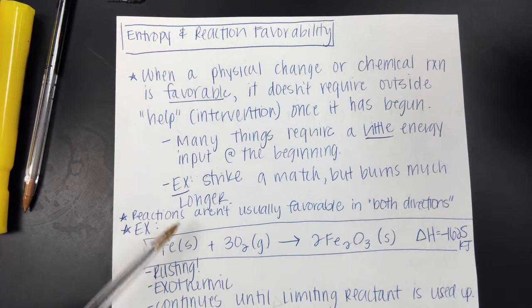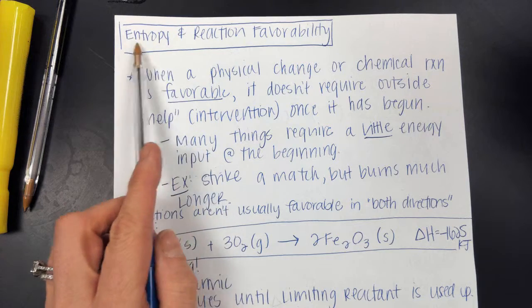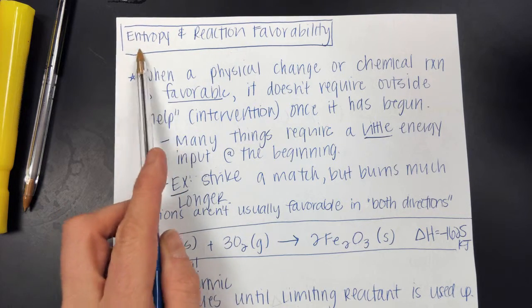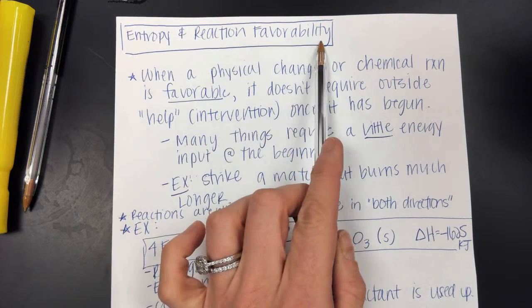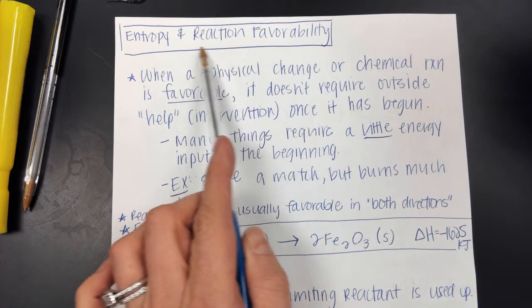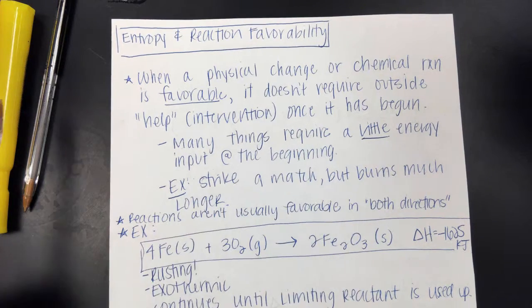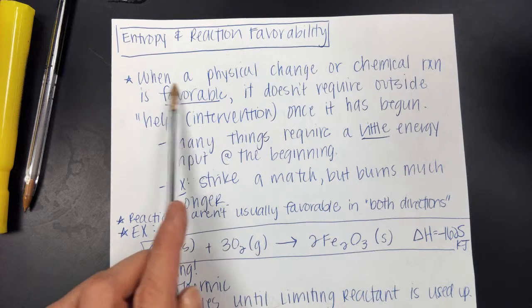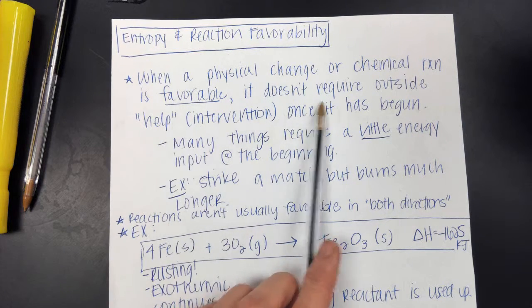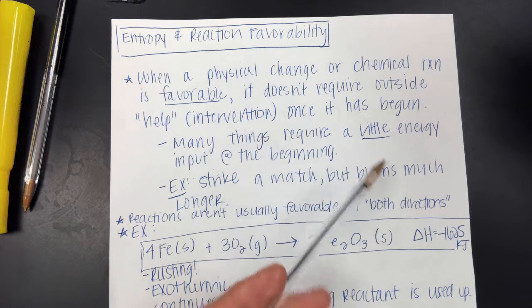So today I want to be sure that you leave class understanding what entropy is and when a chemical reaction or a physical process is favorable to happen. When a physical change or chemical reaction is favorable, it doesn't require outside help or intervention once it has begun.